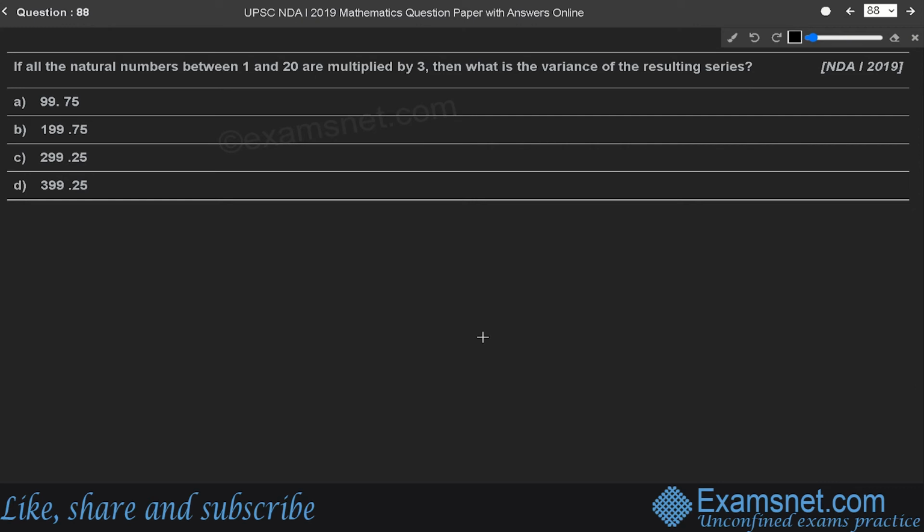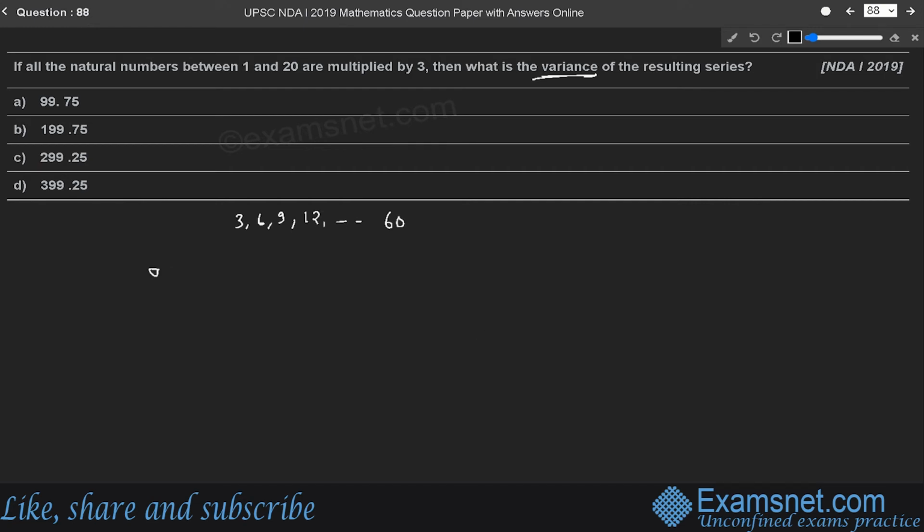Next question is, if all the natural numbers between 1 and 20 are multiplied by 3, then what is the variance of the resulting series? See, we have to find the variance of the resulting series. We know that variance is the square of standard deviation. And the observations here will be 3, 6, 9, 12, and so on up to 60.